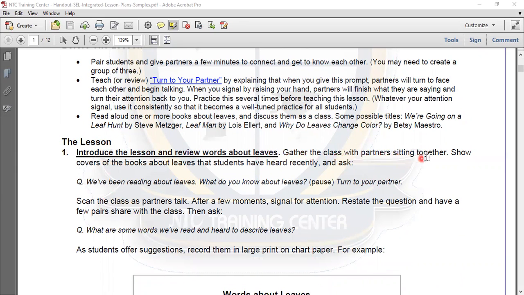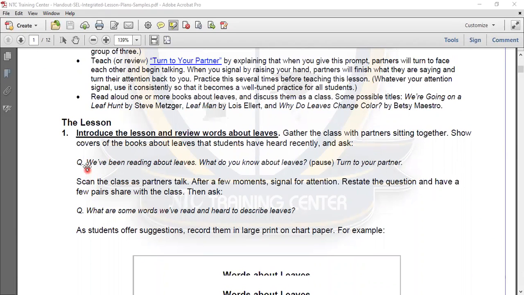Gather the class with partners sitting together. Show covers of the books about leaves that the students have heard recently, and ask: We've been reading about leaves. What do you know about leaves? Then turn to your partner. Scan the class as partners talk. After a few moments, use a signal for attention, restate the question, and have a few partners share with the class.